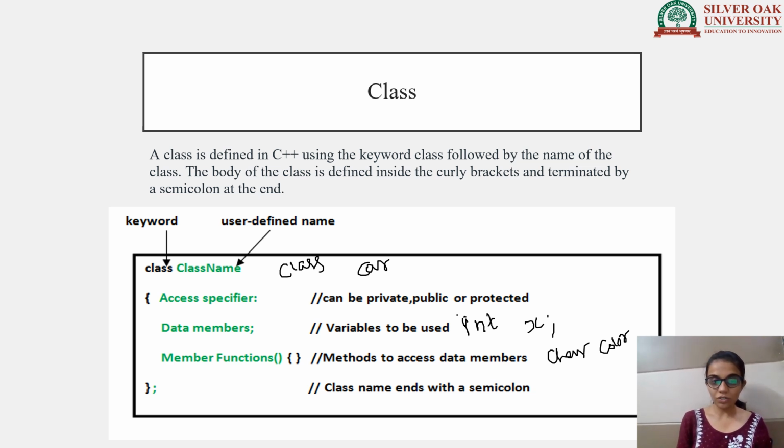As you can see in the definition also, a class is defined in C++ using the keyword class, followed by the name of the class. The body of the class is defined inside curly brackets and terminated by a semicolon. This is a must. Terminated by a semicolon at the end. So this is how we have to define the class.